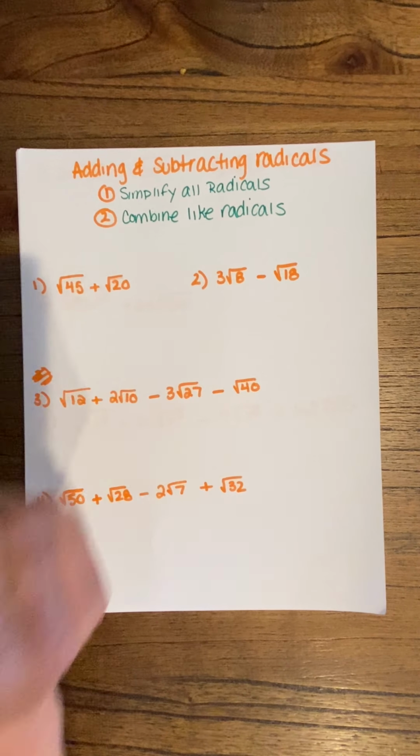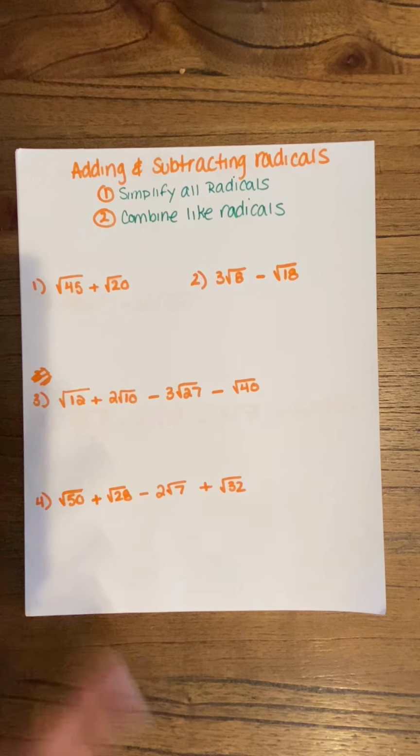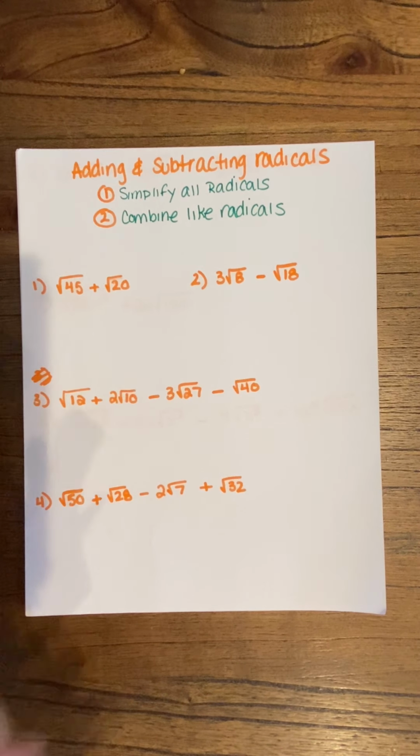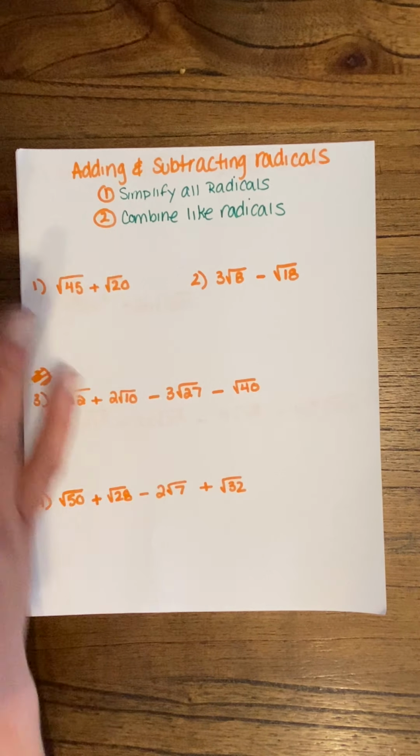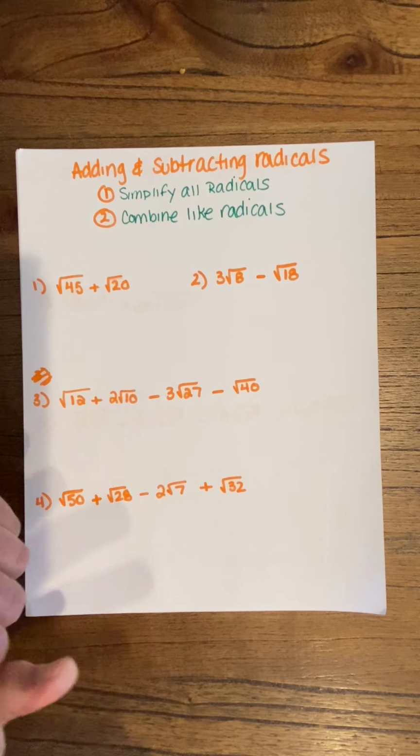If you look at this first example, I'm supposed to add radical 45 and radical 20. I can't because they don't have the same number under the radical. I am not allowed to add them. It's like trying to add an x and a y. You can't do it. But the one thing you'll notice is that rad 45 and rad 20 are two radicals that can be simplified.